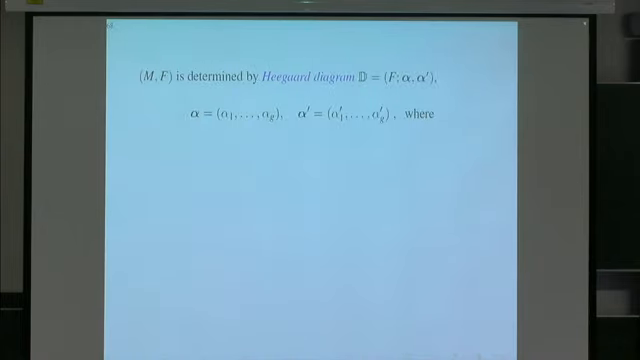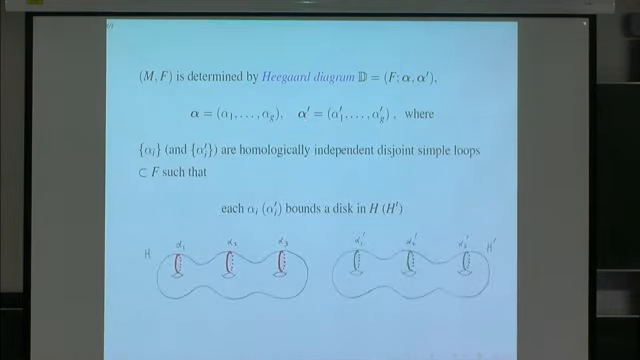So such a Heegaard splitting, the pair, the 3-manifold and the surface, is actually determined by what's called a Heegaard diagram, which consists of the surface F, this genus g surface, and two collections of disjoint simple closed curves. Alphas, so there are g disjoint simple closed curves, alpha 1 through alpha g, and there's another g disjoint simple closed curves, alpha 1 prime, and so on. So here they are. This is the kind of picture. They are homologically independent disjoint simple loops in the boundary, and they define the handlebodies H and H prime in the sense that every alpha i bounds a disk in the handlebody H, and every alpha i prime bounds a disk in the handlebody H prime. So you've got red circles and green circles. We've got this surface F, and we've got the g red circles, g green circles, and that determines the 3-manifold.